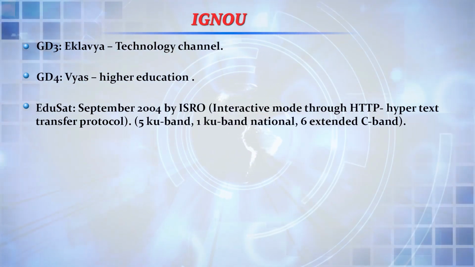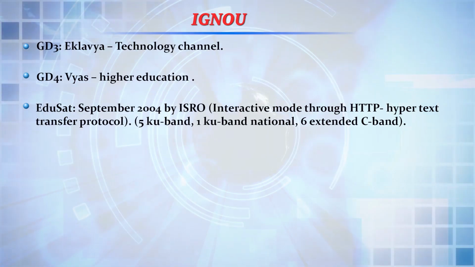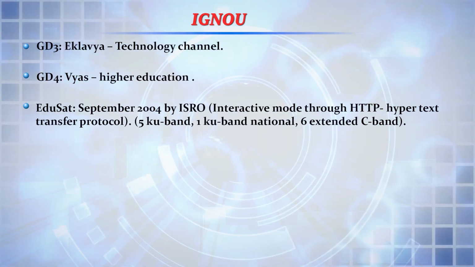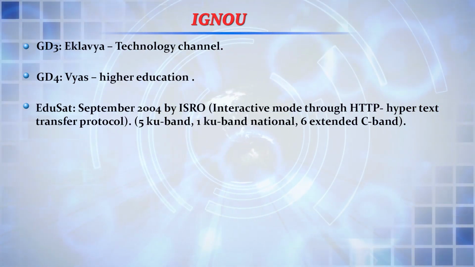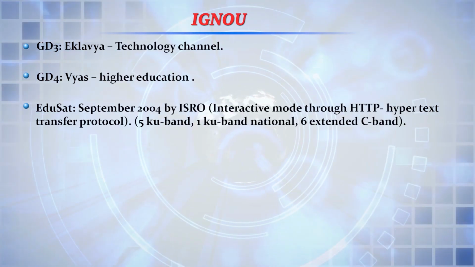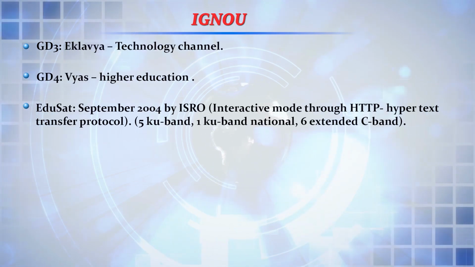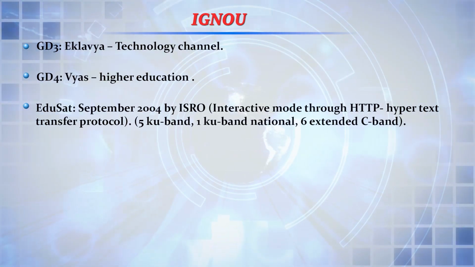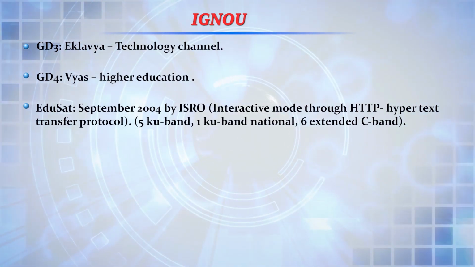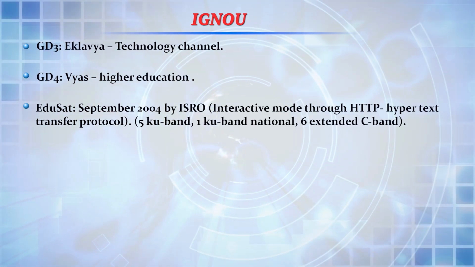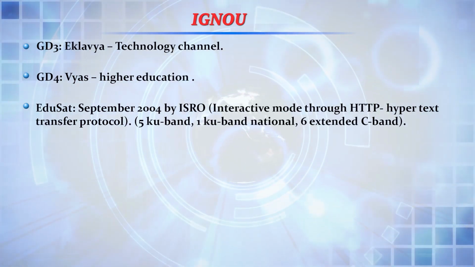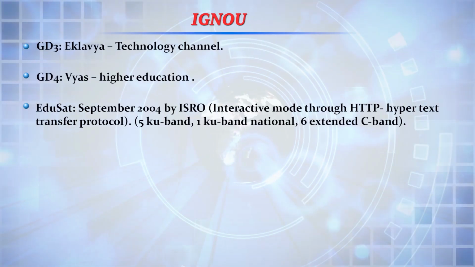And finally, in 2004, EDUSAT was launched in September 2004, and it was interactive mode through HTTP, as you understand, Hypertext Transfer Protocol. There were 5 Ku bands that are regional, 1 Ku band national, and 6 extended C-bands. IGNOU operates the extended C-band from its campus itself to uplink to the educational satellite. It started with 1 extended C-band, which increased to 6 extended C-bands.